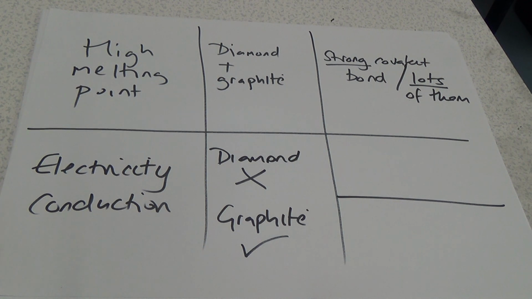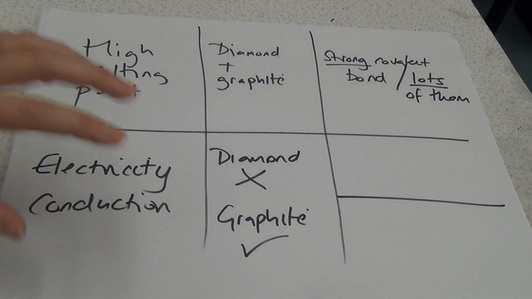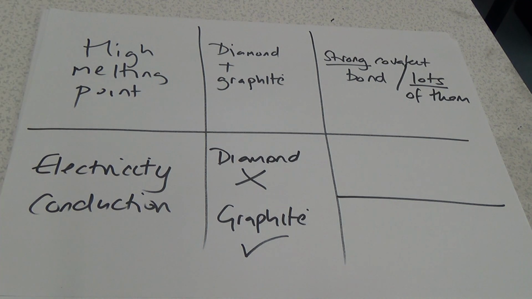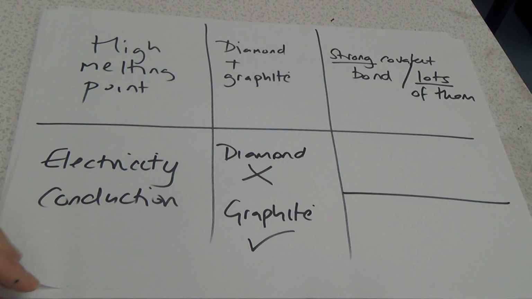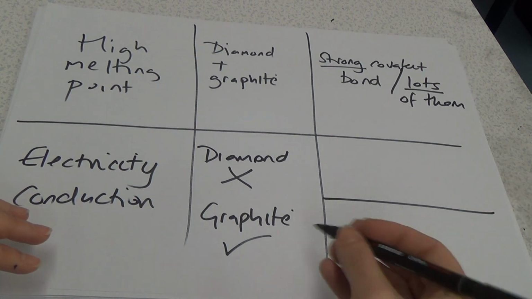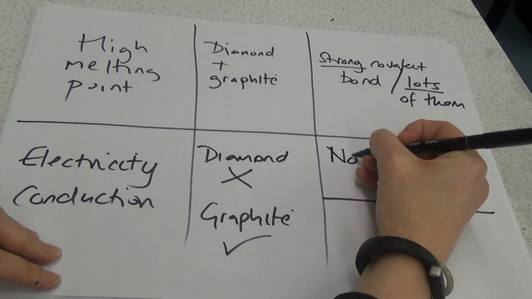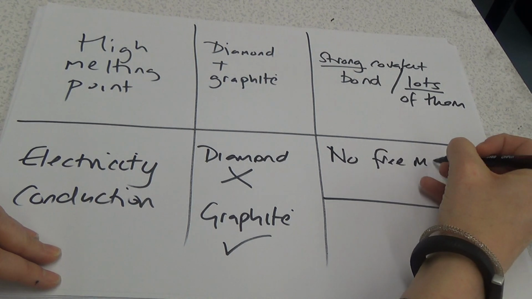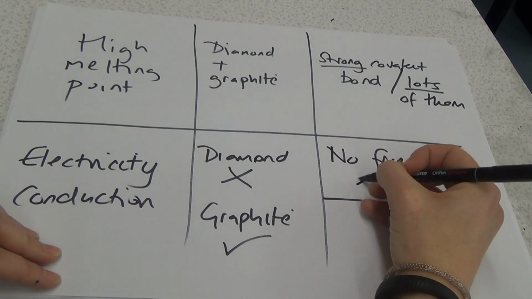structure. Now, in the case of diamond, each carbon is bonded to 4 other carbons. And that means that there are no electrons that can move freely within the structure, because they're all involved with bonding. So in the case of diamond, diamond won't conduct because it has no free moving electrons.